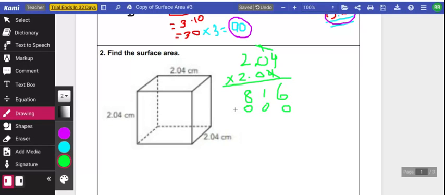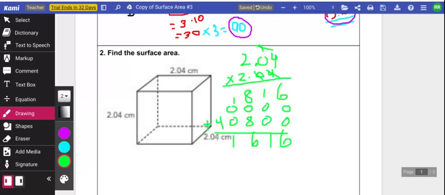0 times 0, 0. 0 times 2, 0. So I've used that. Third row, obviously, 2 placeholder zeros. 2 times 4 is 8. 2 times 0 is 0. 2 times 2 is 4. Okay, so when I add, I get 6, 1, 8 plus 8 is 16.